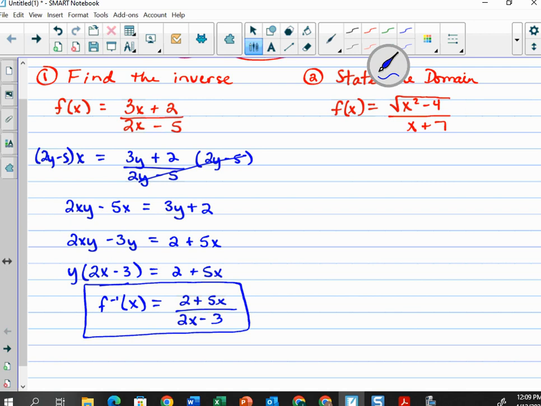All right, guys, how many got number 1? Yay. Okay, we can find inverses. I did get it. Yay.